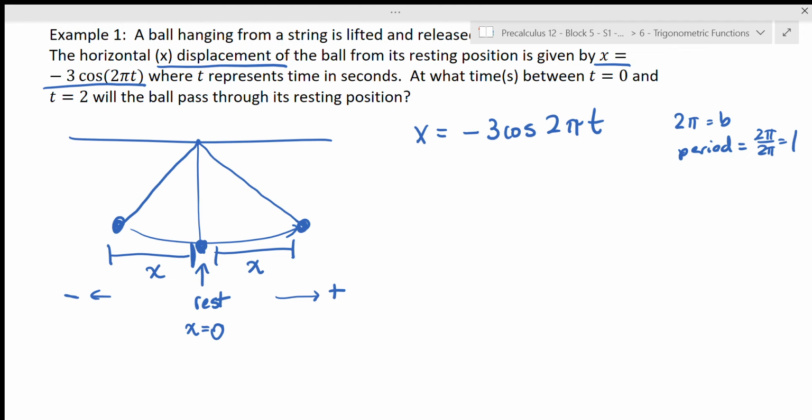So we move it to the left. It's raised and released, lifted to swing back and forth. And assume our left is our starting position. It doesn't really matter.